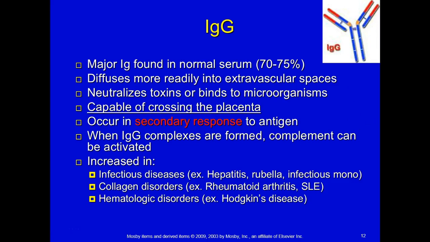It diffuses more readily into extravascular spaces. He can really get around. He neutralizes toxins or binds to microorganisms very easily. He's the only one capable of crossing the placenta. He occurs in the secondary response to an antigen that we're going to get to in a little bit. When IgG complexes are formed, complement can be activated. And we're going to learn about that in Chapter 4, but we need complement to finally come in and destroy those foreign antigens. We find IgG increased with infectious diseases, collagen disorders, and other hematological disorders as well.